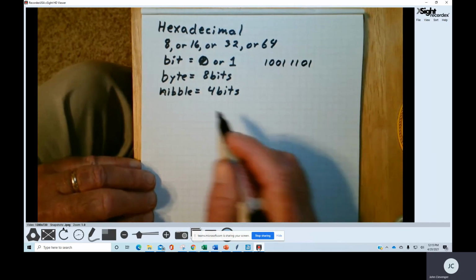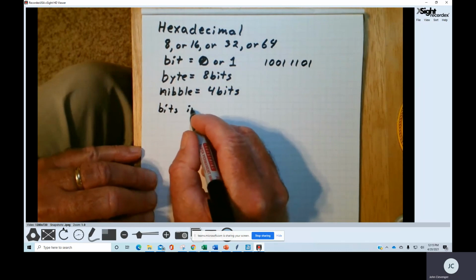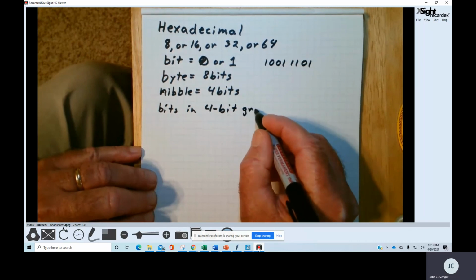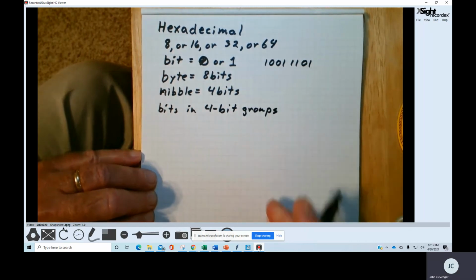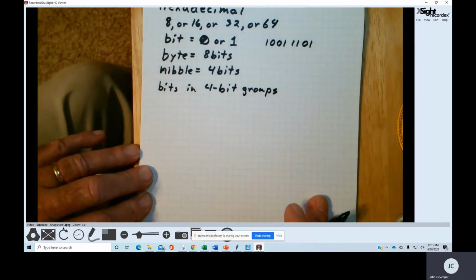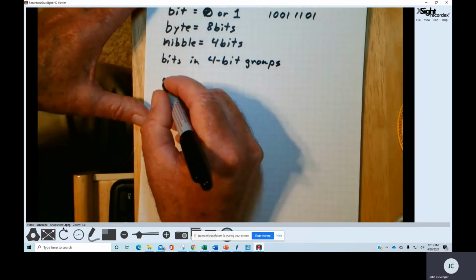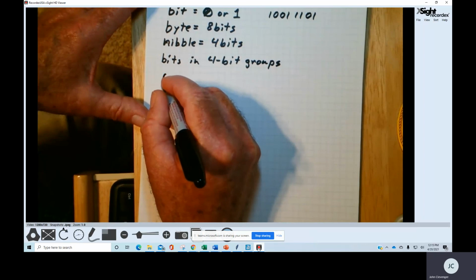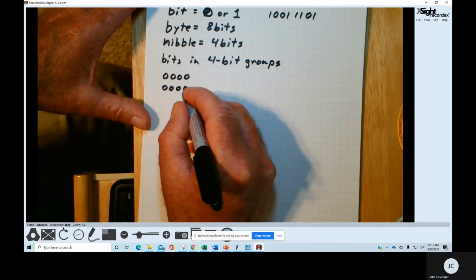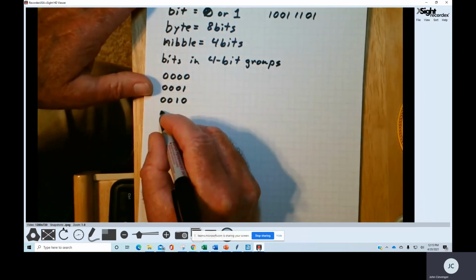So what we do is we group these bits together in 4-bit groups. And we do this simply to be able to express or record these values in a simpler fashion. Now, with 4 bits, we can have values that range anywhere from 0, 0, 0, 0. And we'll just count here in binary as we did a second ago.